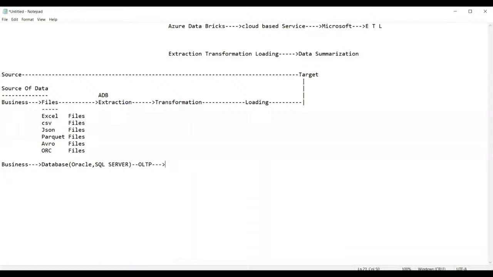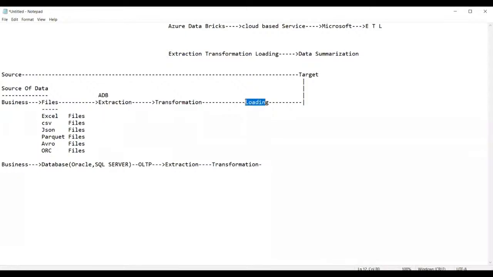We pull in the data by using the same process we perform. Extraction will be done. That means using ADB, we extract the data. And once the data is extracted, we perform the transformation on the data. Transformation is the actual process of data summarization or loading the data as per the requirement of the client.